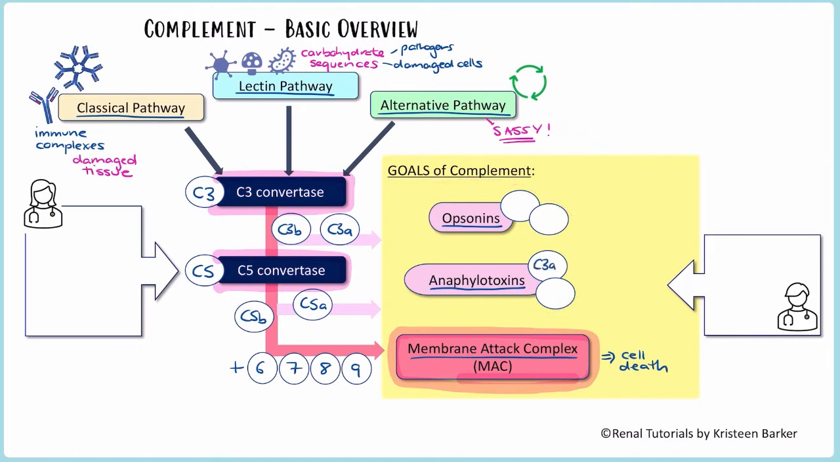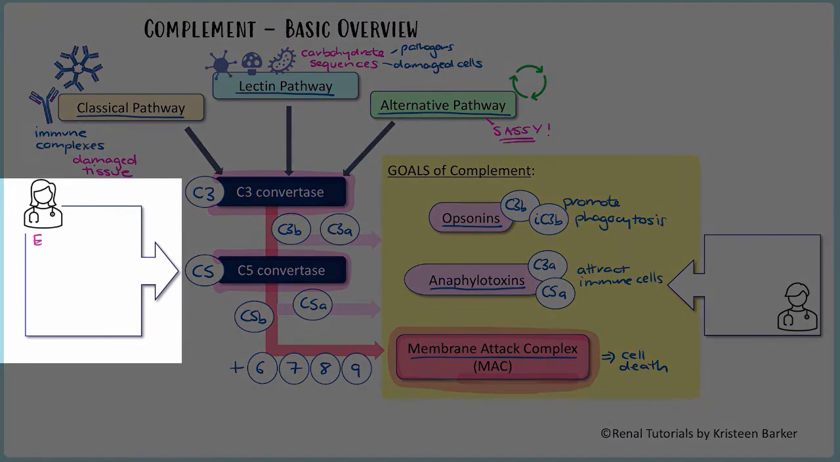Anaphylatoxins, C3a and C5a, attract immune cells to the area and then promote the function of those immune cells when they arrive. Opsonins, such as C3b and inactivated C3b, promote phagocytosis of the cell they are attached to. And there are some drugs which have been designed to interrupt this cascade.